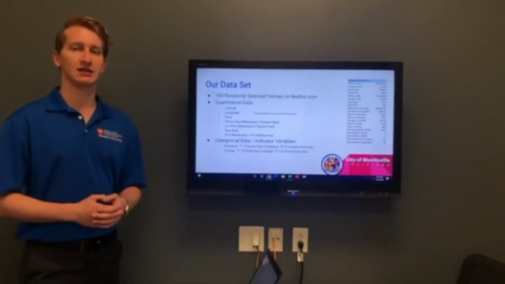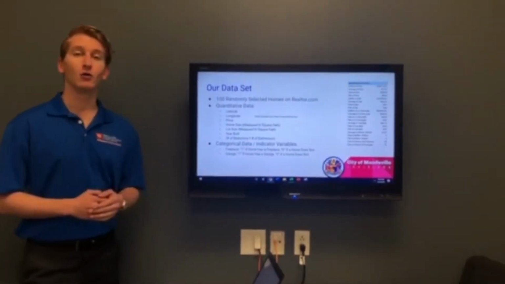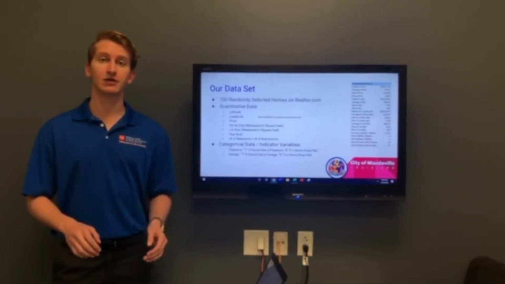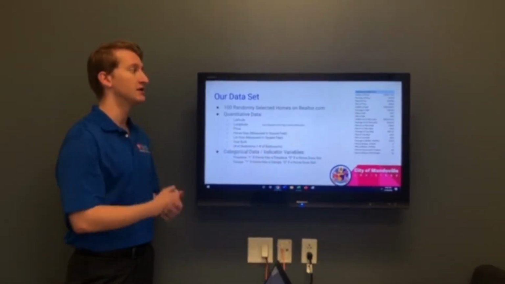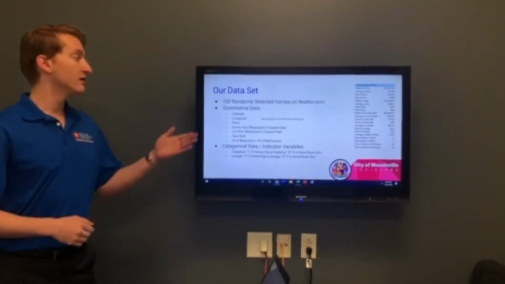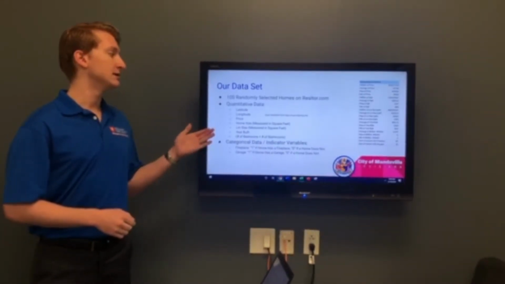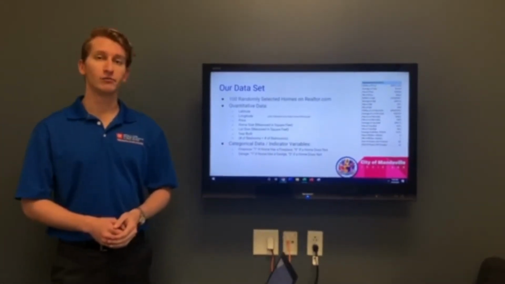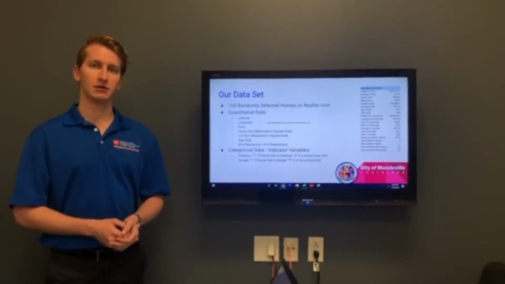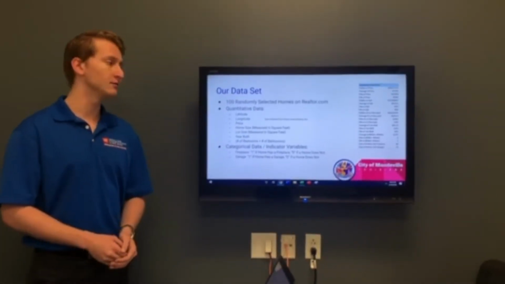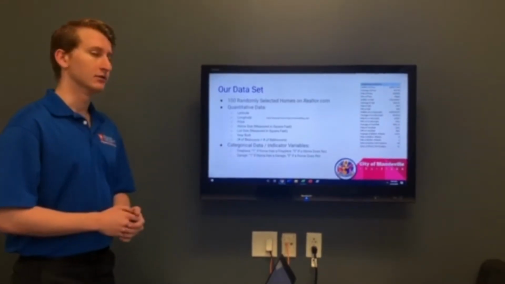Next up, I'd like to discuss our data set. So we collected data from 100 randomly selected homes on Realtor.com. Over to the right, we have some summary statistics on the data we collected. Some examples of the quantitative data we collected include latitude and longitude, home price, the square foot of the home, the lot size in square foot, the number of bedrooms plus the number of bathrooms, and then year built.